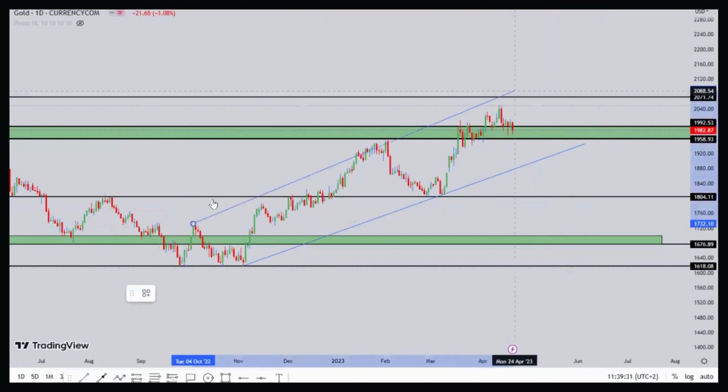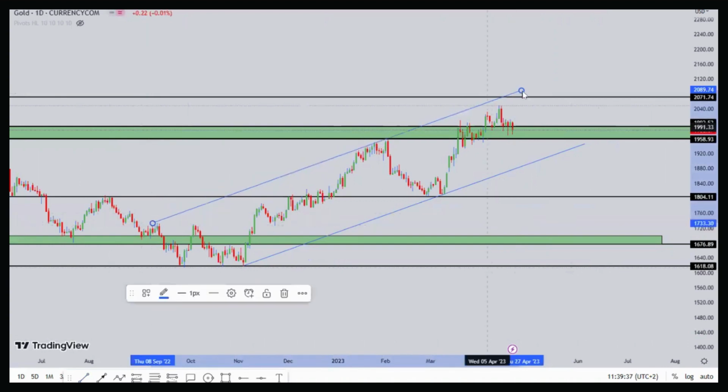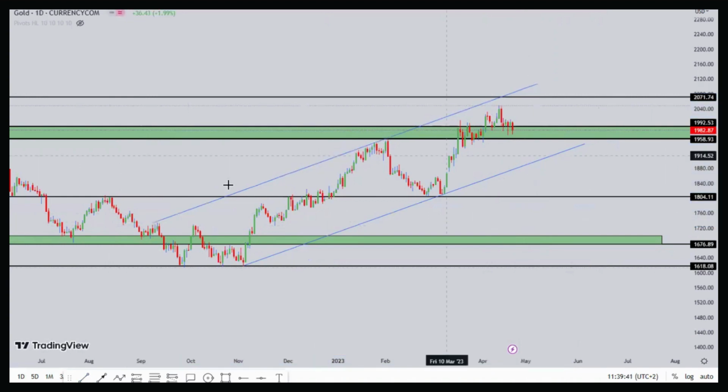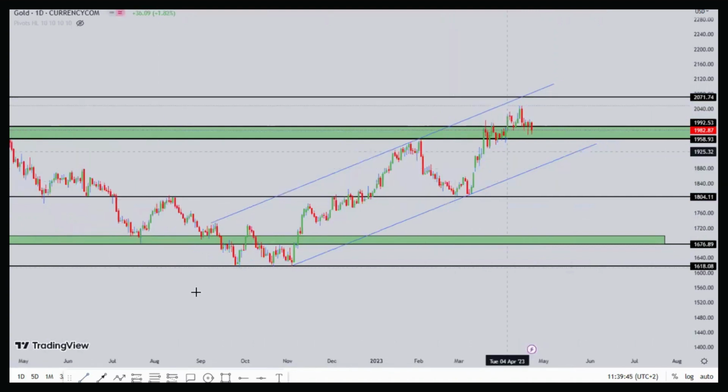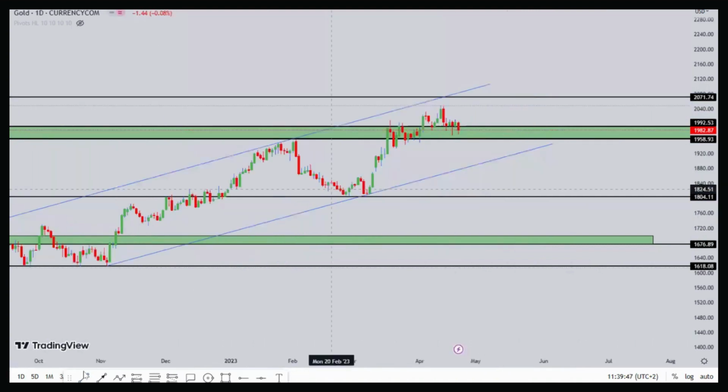So if I look at it nicely, what I can do from this area is connect all those high highs just like that, and then there I have it. So I have this sort of channel on the daily time frame. What we saw is that the market created some sort of channel, and so we saw gold coming down to retest.